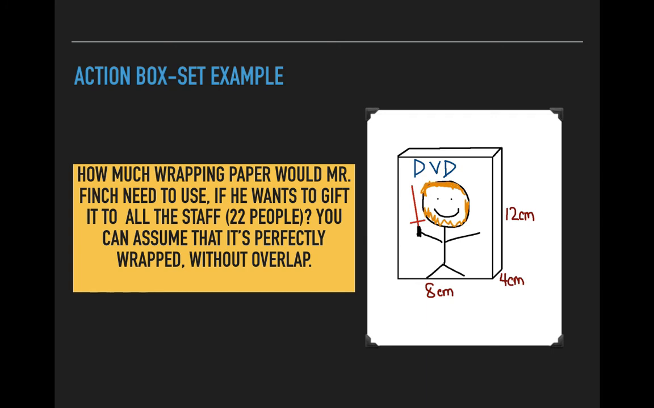So, Mr. Finch makes this box set. He has a 4-volume DVD set of him fighting evil. The dimensions of the DVD box are 8 centimeters by 4 centimeters by 12 centimeters. Okay, let's pretend that there's 22 people on staff at Richmond Christian, and he wants to give each one of them this gift of him in full action force. Okay, so he's going to wrap it in wrapping paper perfectly so nothing overlaps, and he's giving 22 of them. So the question is, how much wrapping paper will he need? Okay, so take some time, go through this example.